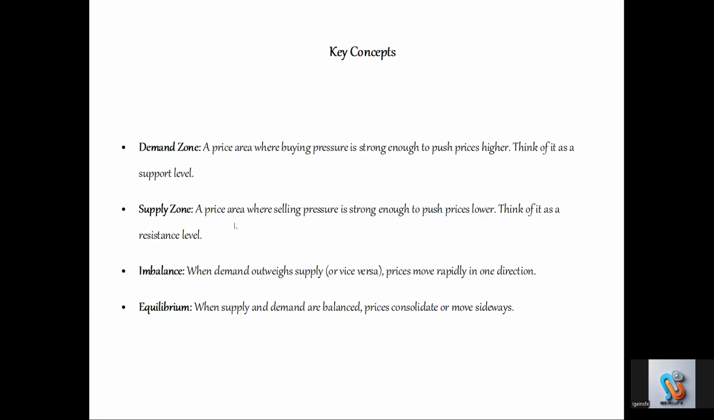Supply zone: a price area where selling pressure is strong enough to push price lower. Think of it as a resistance level. Then demand zone: a price area where buying pressure is strong enough to push price higher. Think of it as a support level.